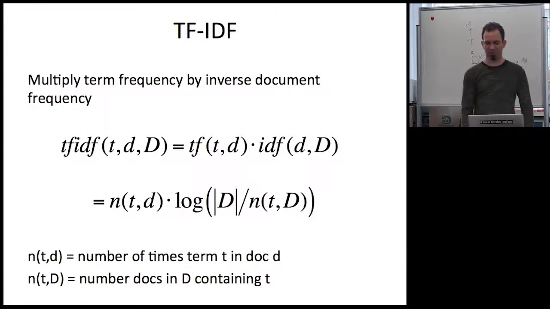IDF is a function of, that's actually wrong. That should be T. It's a function of the term. So what is the inverse document frequency of cat in a document set? What is the inverse document frequency of cat in this set of documents? Which means it's context sensitive. And if I add one document, then the IDF function changes for every word that is in that document.